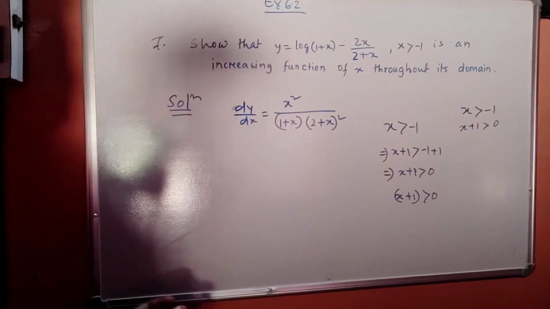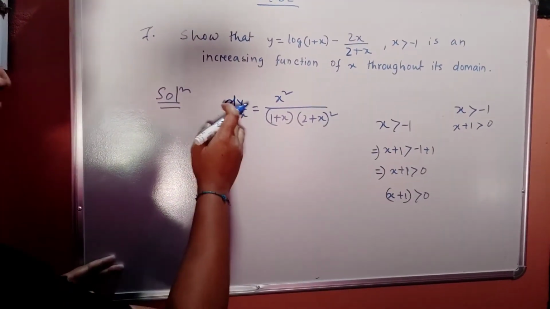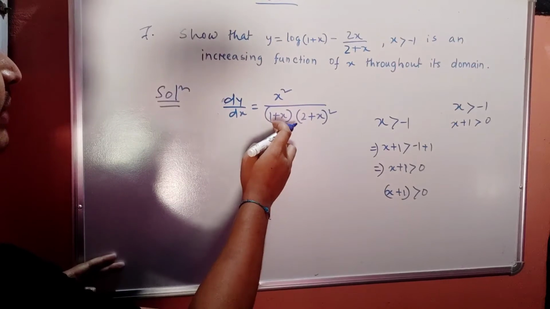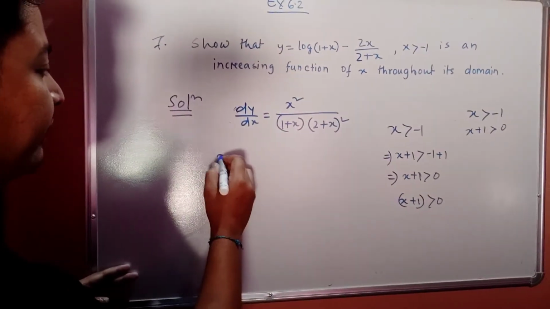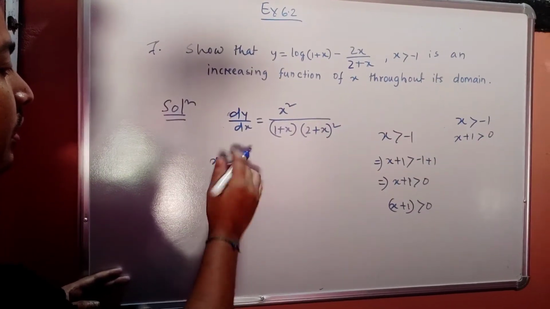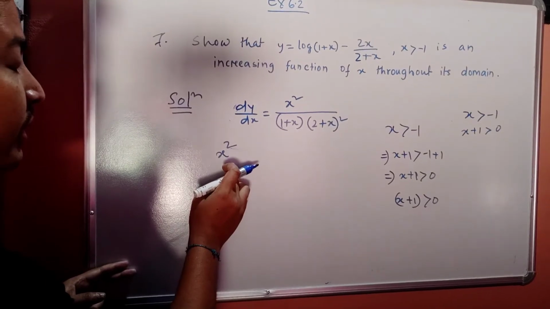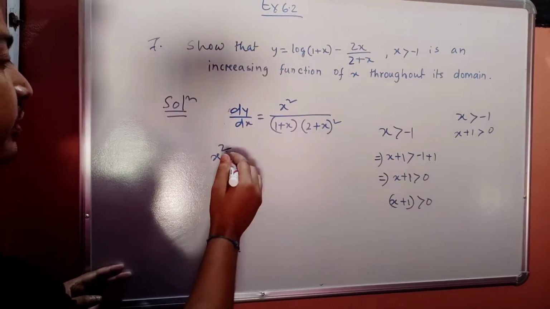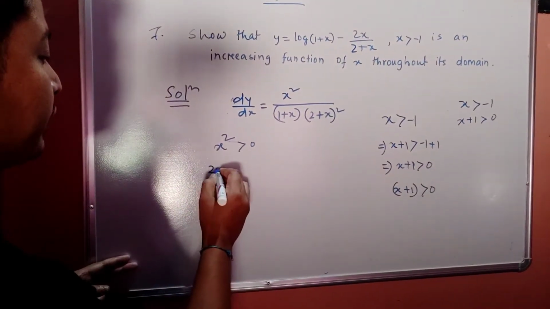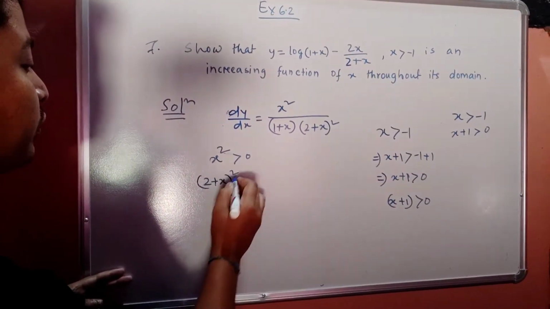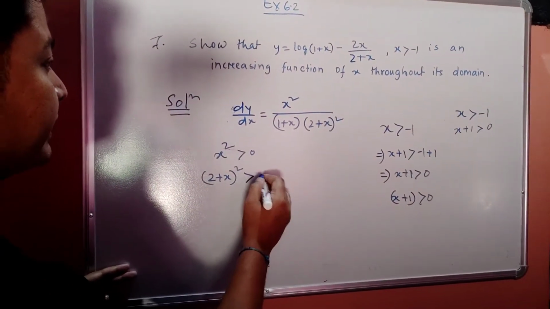Again, observe the derivative of the function: dy by dx equal to x square divided by (1 plus x)(2 plus x) whole square. In the numerator we have x square, which is a positive quantity because it is a perfect square. Therefore, it is always greater than 0. In the denominator, we have the quantity (2 plus x) whole square, which is also a perfect square. Therefore, it is also a positive quantity, greater than 0.